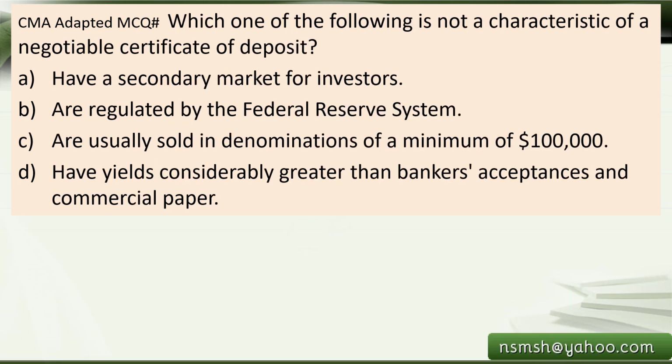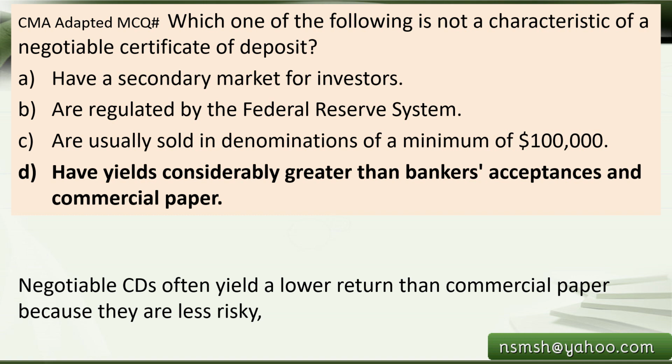Next one. Which one of the following is not a characteristic of a negotiable certificate of deposit? Have a secondary market for investors, are regulated by the Federal Reserve System, are usually sold in denominations of a minimum $100,000, have yields considerably greater than bankers' acceptance and commercial paper. Option D is the right choice, because that statement is wrong for the negotiable certificate of deposit, and the question asks which is not a characteristic of a negotiable certificate of deposit.